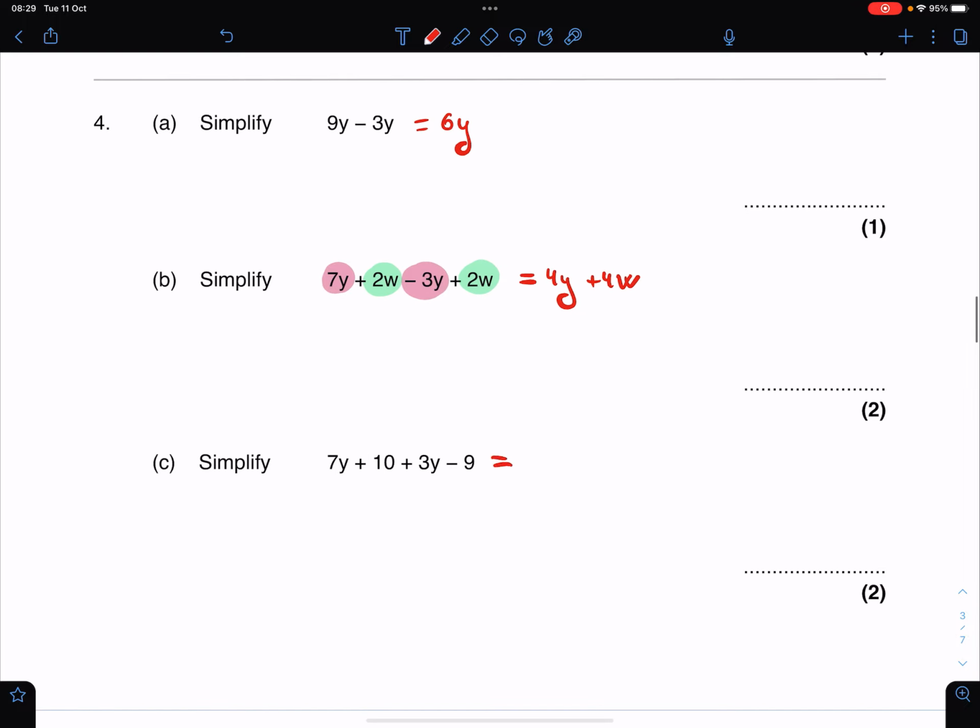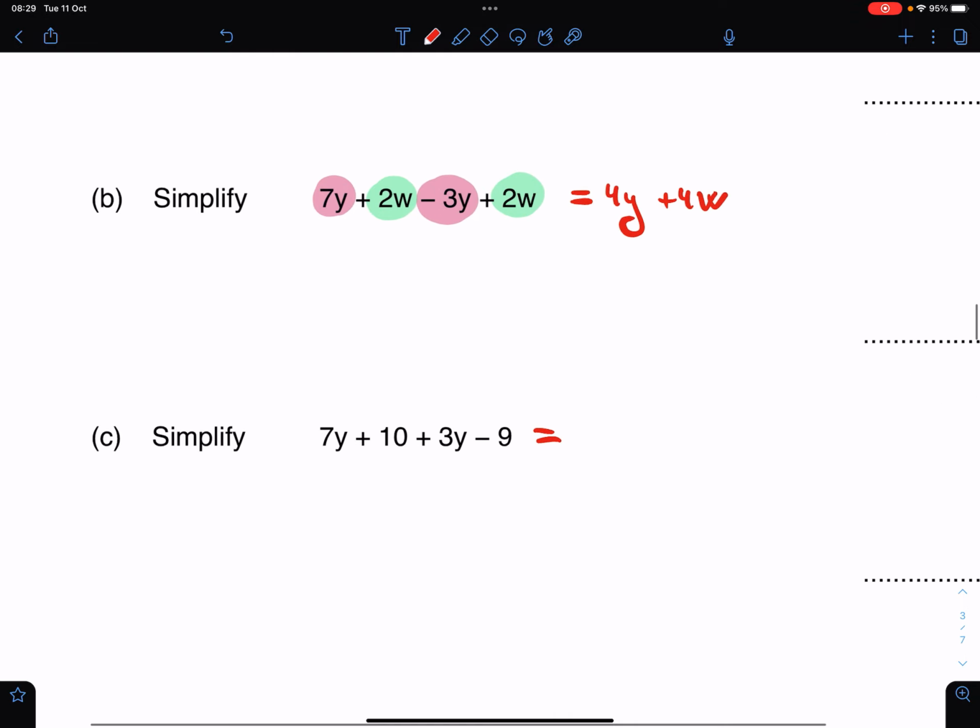So let's do one more. 7y plus 10 plus 3y minus 9. So numbers are also like terms to each other, okay? So 7y first plus 3y, because they are both positive, right? 7y plus 3y would be? It's going to give us 10y. So I'm going to write down here 10y. But what about 10? This is minus 9. 10 minus 9, obviously, it's going to be plus 1.